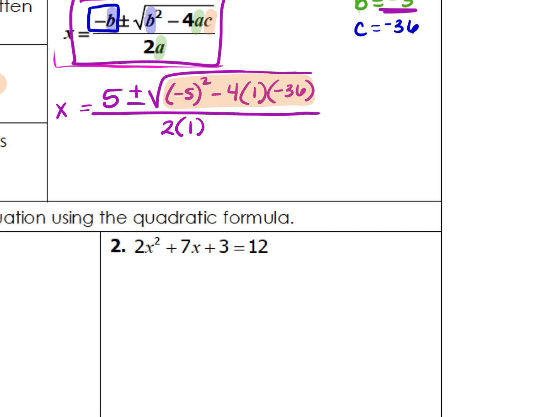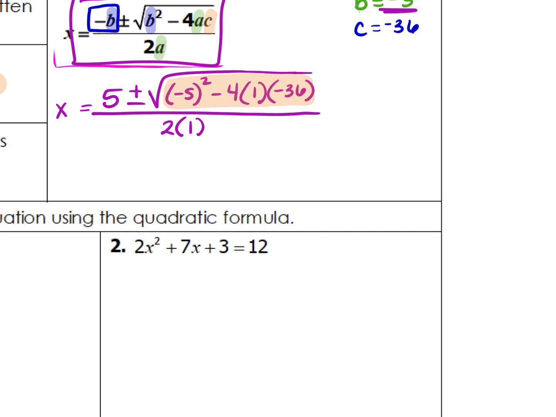Wait, so you don't put the square root? Don't put the square root. Just plug in what's underneath there. Oh wait, so you don't have to put the plus or minus? No, you're not. You literally are only plugging in what I highlighted. Parenthesis, -5, parenthesis, squared minus 4 times 1 times -36.